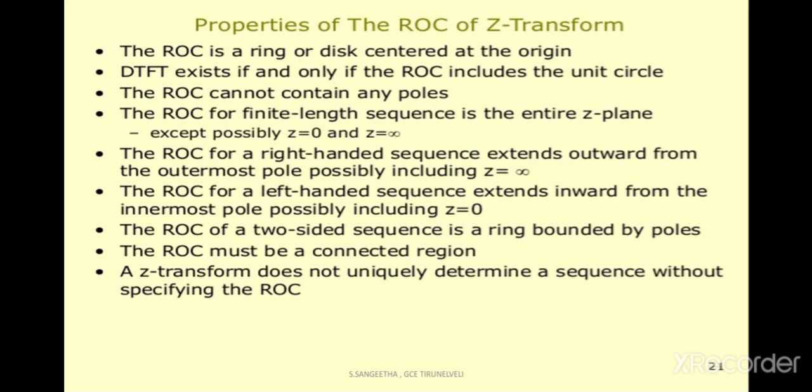The ROC for a right-handed sequence extends outward from the outermost pole, possibly including z equal to infinity. The ROC for a left-handed sequence extends inward from the innermost pole, possibly including z equal to 0. For a two-sided sequence, the ROC is a ring bounded by poles. The ROC must be a connected region. The Z transform does not uniquely determine a sequence without specifying the ROC.